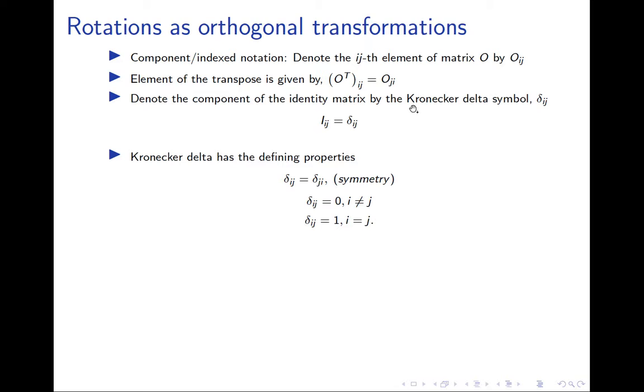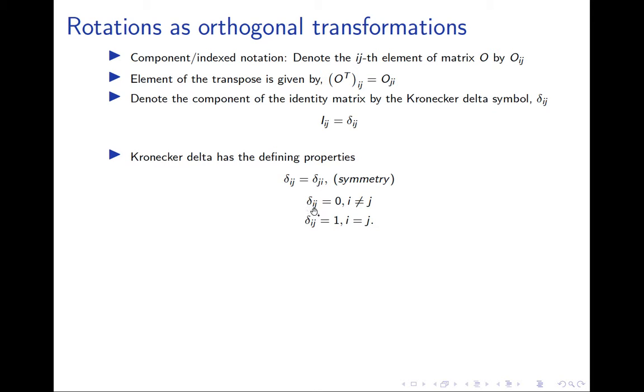The component of the identity matrix is given by this symbol, which is known as the Kronecker delta, delta ij. So the identity matrix's ijth component is given by delta ij. What is the definition of delta ij? It has the following defining properties. First is symmetry: delta ij equals delta ji. And delta ij is 0 if i and j are not the same. If i is not equal to j, then delta ij is 0.